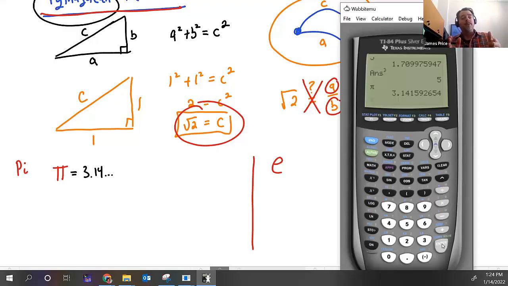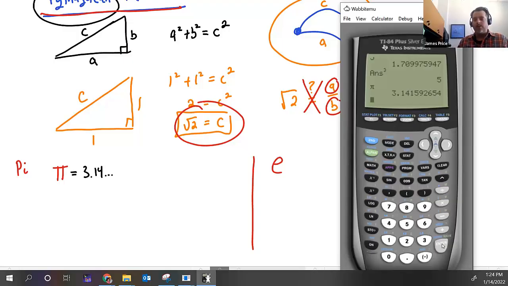Whereas a rational number, if you look at its decimal expansion, either terminates, which means it stops, or it repeats forever. Right? So it's kind of a nice way to classify the difference between rational and irrational numbers. Rational decimal expansions either stop, they terminate, or they repeat. Irrational, they go on forever and ever, and they never repeat.